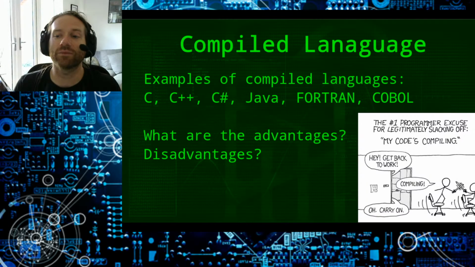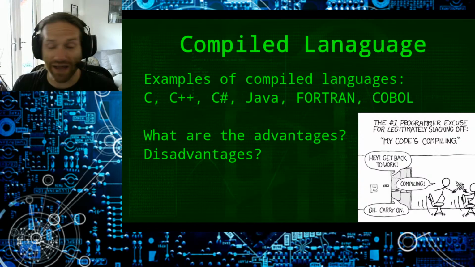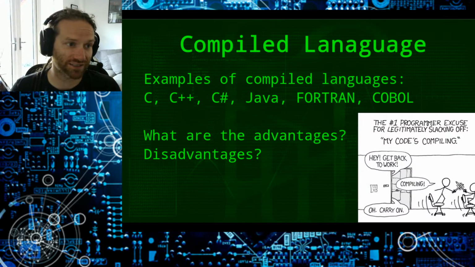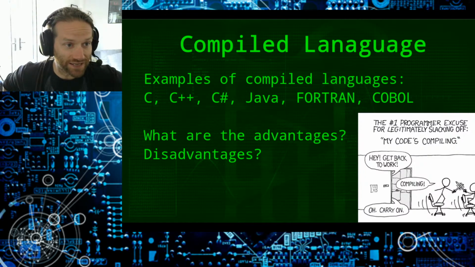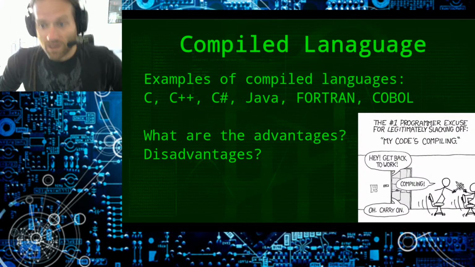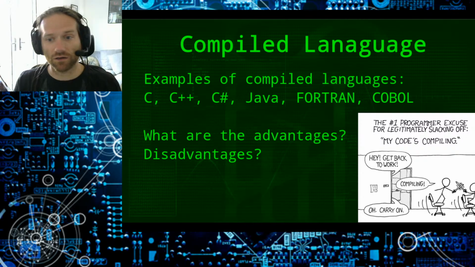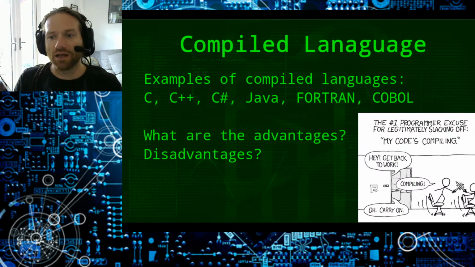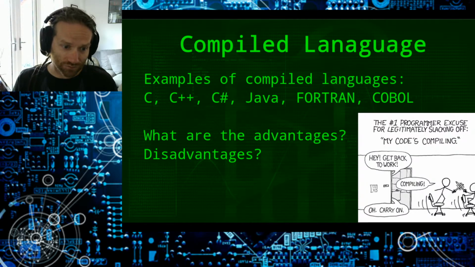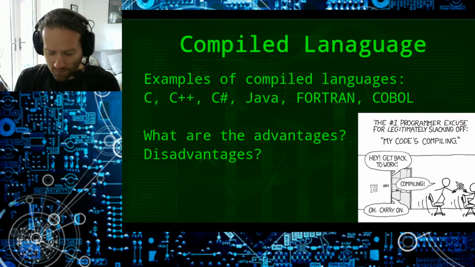Okay. Some examples of compiled languages. You may have heard of C. You may have heard of C++, which is one of the most popular compiled languages, although it is being displaced by C# and Java in certain contexts as well. So C, C++, C#, Java, Fortran, which is a very old programming language, and COBOL, which was one of the very first programming languages.